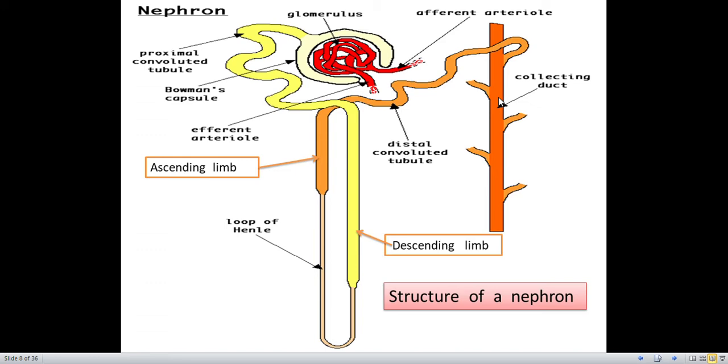The urine passes into the renal pelvis. The urine passes into the ureter and then into the bladder.